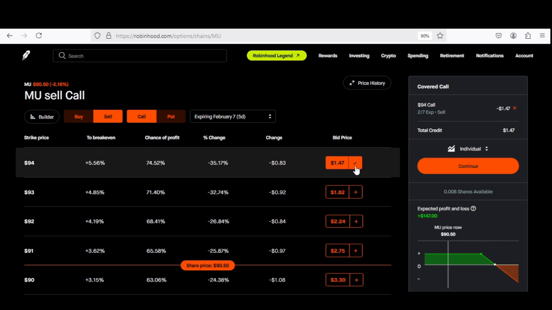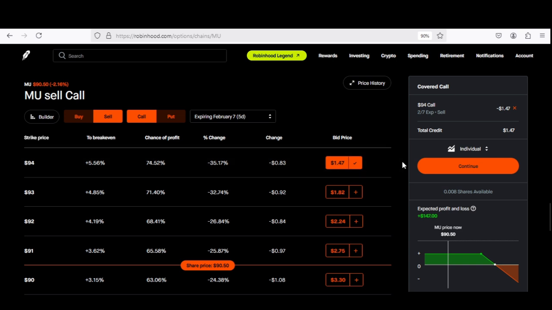Now, in order for you to sell a call, two aspects need to be evident. Aspect number one is that you must own 100 shares of a stock, or aspect number two, you must be able to control 100 shares of a stock. Now, in order for you to buy or own 100 shares of a stock, you need to literally buy it at the current share price.